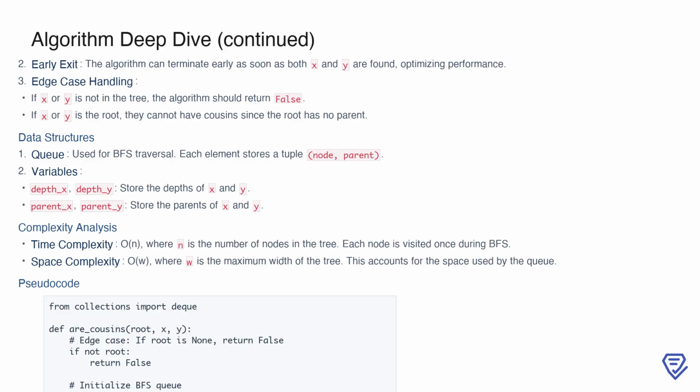In terms of complexity, the time complexity is O(n), where n is the number of nodes in the tree, since each node is visited once. The space complexity is O(w), where w is the maximum width of the tree, as this accounts for the space required by the BFS queue. Let's now look at the pseudocode to understand the implementation more concretely.